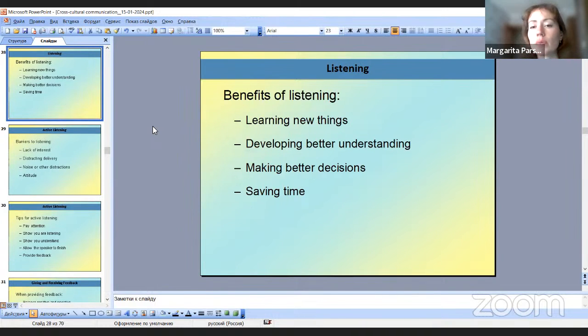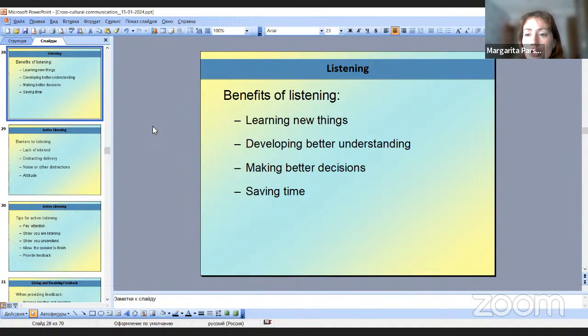Benefits of listening. What about listening? It's an important communication skill, because there are people who speak more in the back and forward communication. They speak more, but they forget to gain information from the other person. And of course, listening is just as important as asking questions.